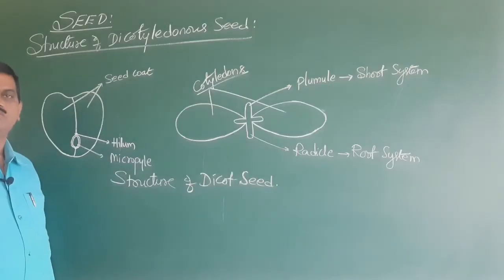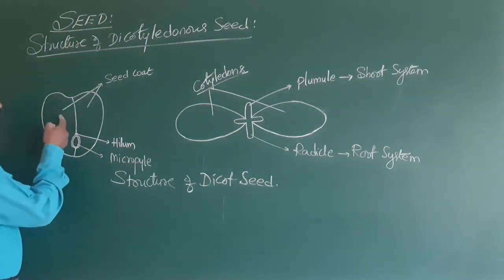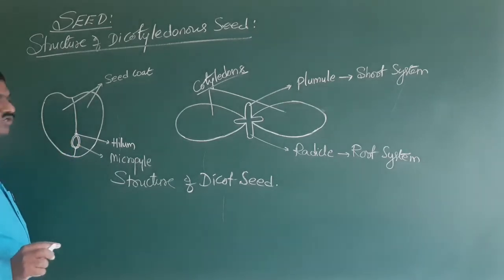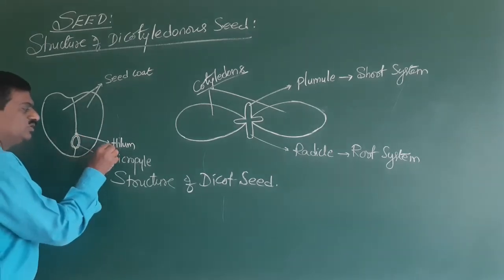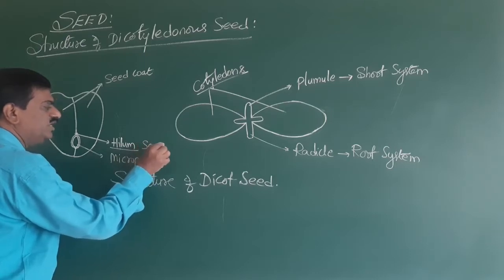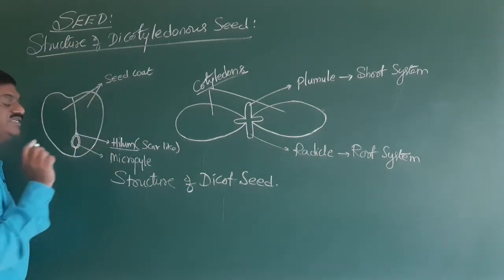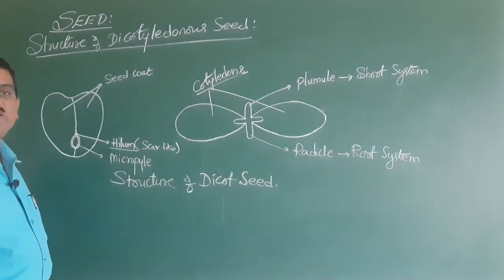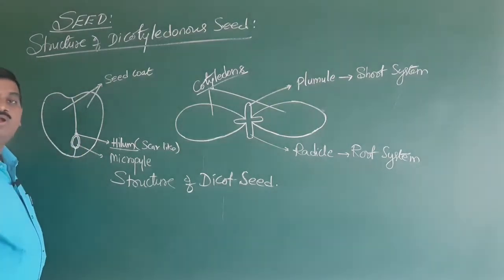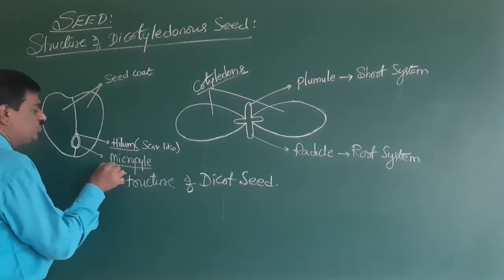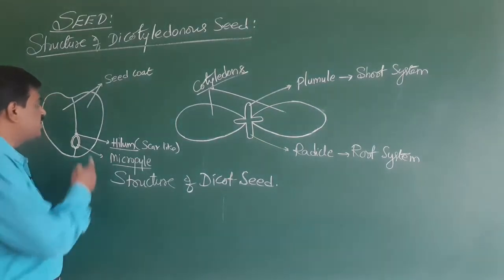Now we are going for the structure of a dicot seed. You may see there is a presence of two cotyledons. Both the cotyledons are attached, and there is a small scar-like structure present on the seed coat called the hilum. This hilum helps in attachment to the fruit. Below this there is a small pore opening called the micropyle.